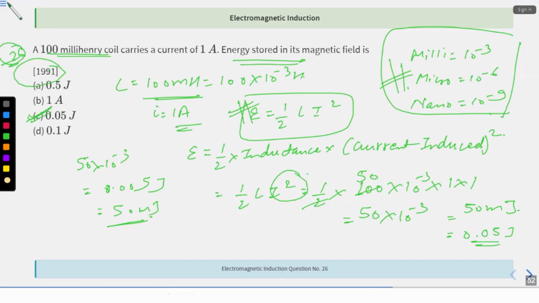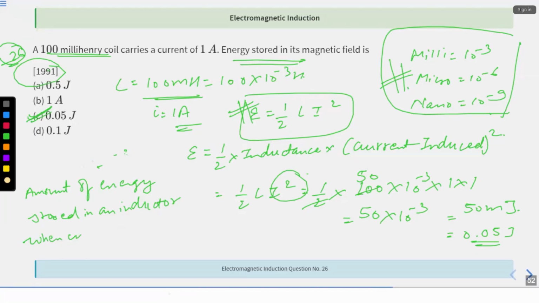Just use this formula. And what this formula basically tells us, let me clear the space. This formula tells us the amount of energy stored in an inductor when current flows through it. And this is the same energy which is released in case of discharging. Okay. So this was about this question. Again, a simple one only.